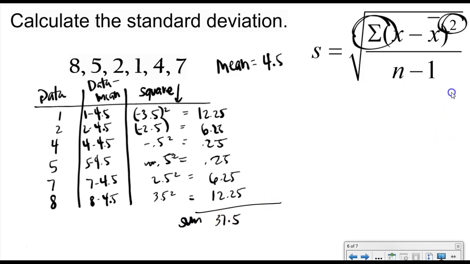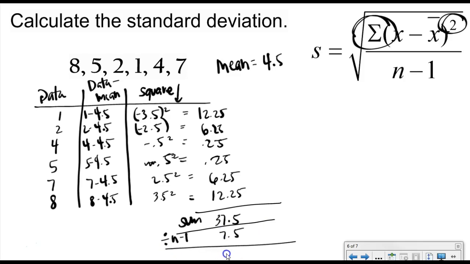And then I'm dividing the sum by n minus 1. N is how many data points I have: 1, 2, 3, 4, 5, 6, minus 1, which is 5. So 37.5 divided by 5 is 7.5.